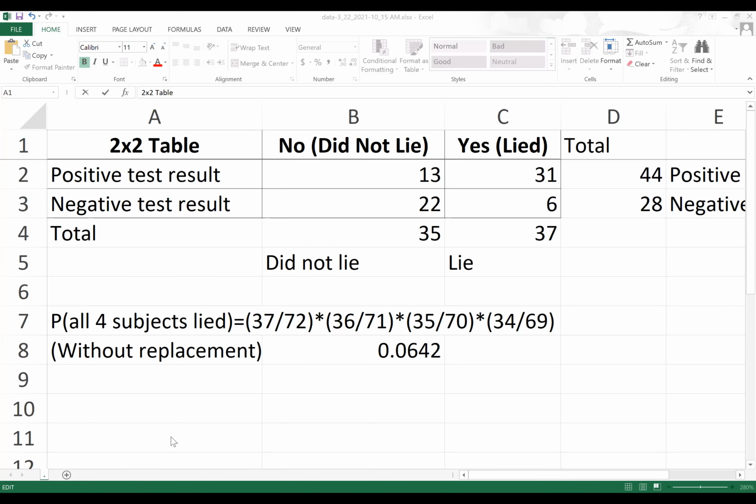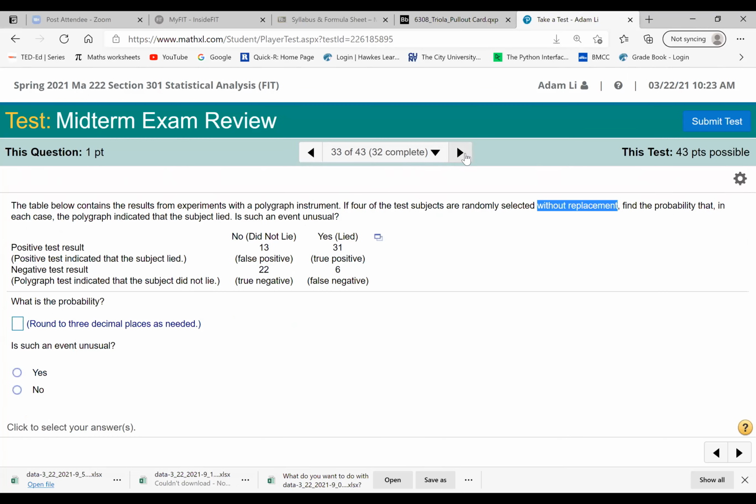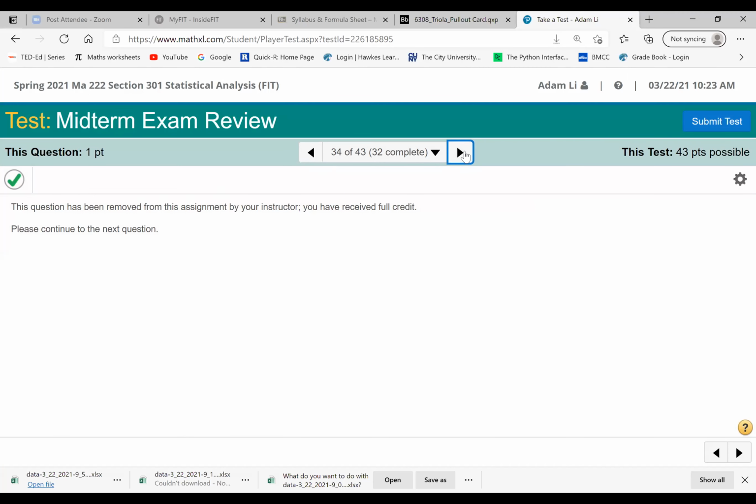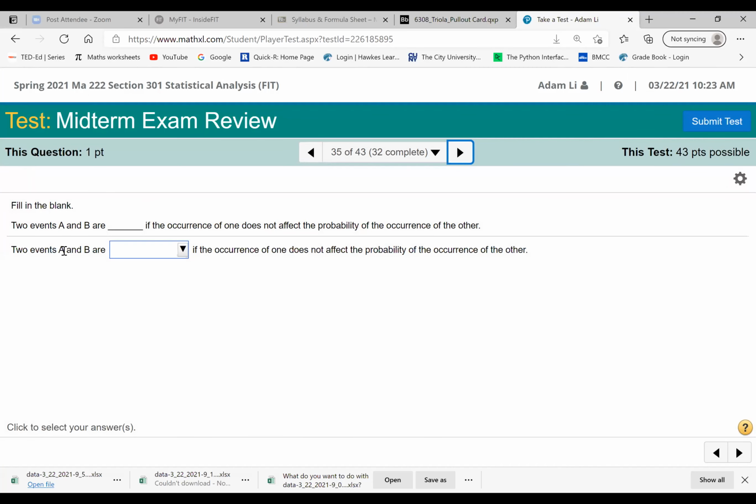And let's go back to question 33 and question 34. Maybe I'll read that one as well. Two events A or B are independent if the occurrence of one does not affect the probability of the occurrence of the other, right? They do not affect each other. And if they are independent, then the multiplication rule applies. You can apply the multiplication rule to find the probability.